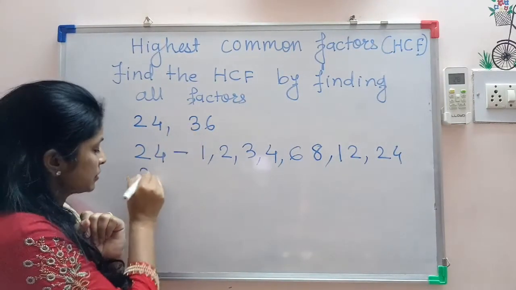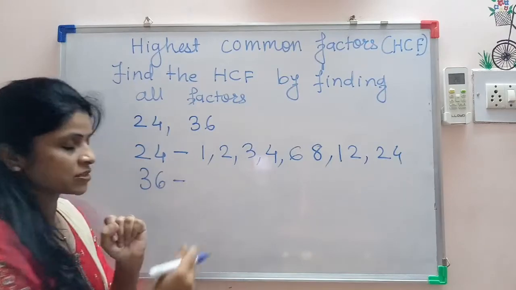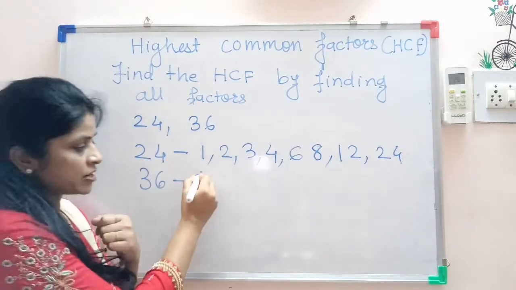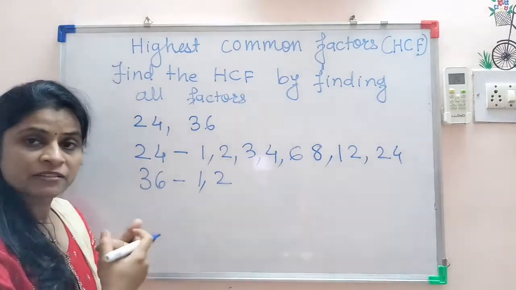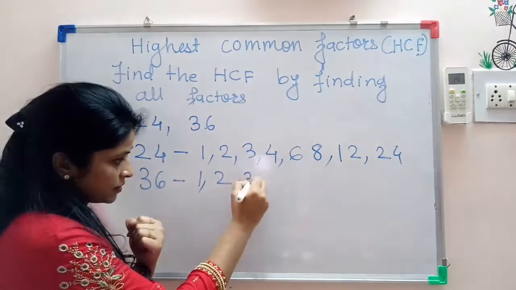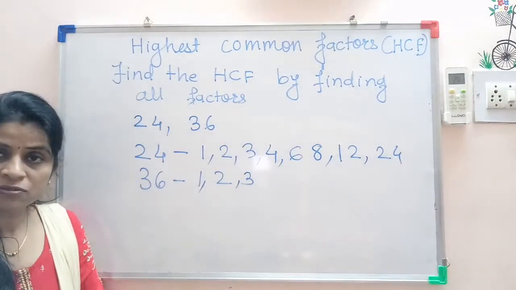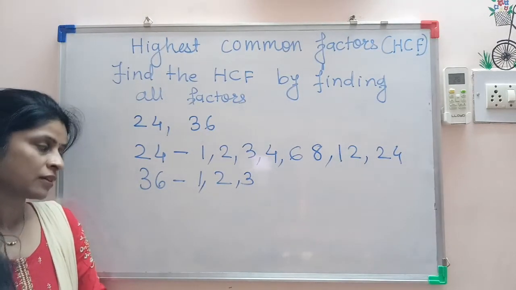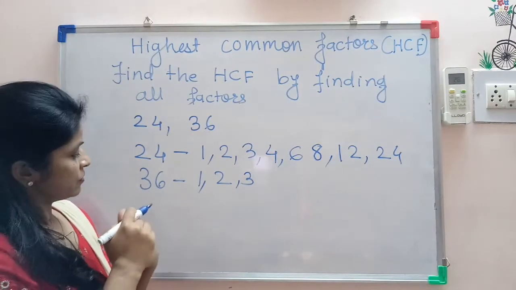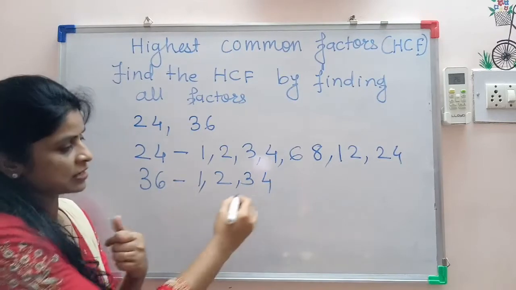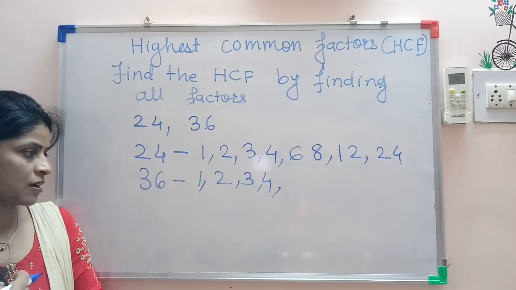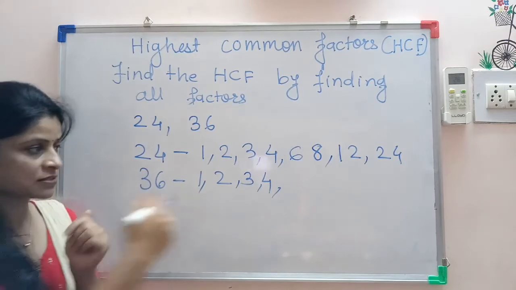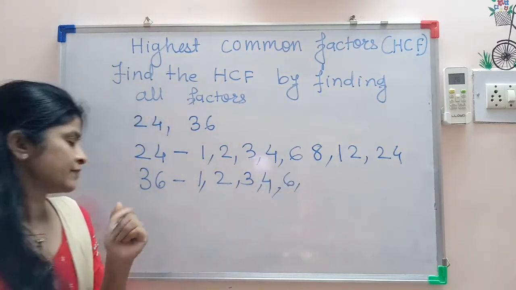After that, let's list the factors of 36. 1 is the factor, 2 is the factor, 6 plus 3 is 9, so 9 is divisible by 3. So 3 is also the factor. After that, 4, 4 9s are 36. 5 is not the factor. 6, 6 6s are 36.